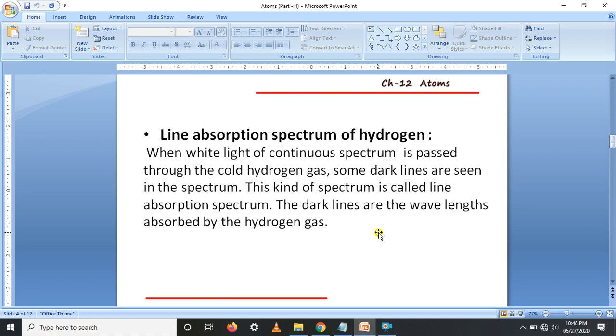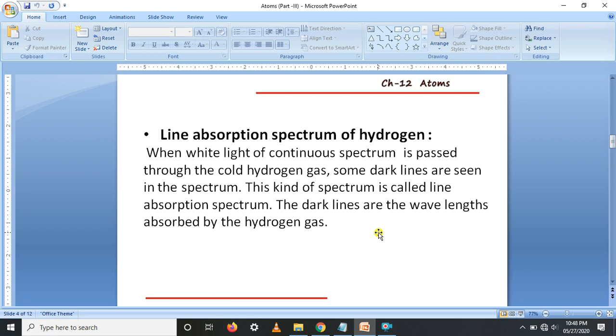When white light of continuous spectrum is passed through cold hydrogen gas, some dark lines are seen in the spectrum. This kind of spectrum is known as the absorption spectrum, and the dark lines are the wavelengths absorbed by the hydrogen gas.